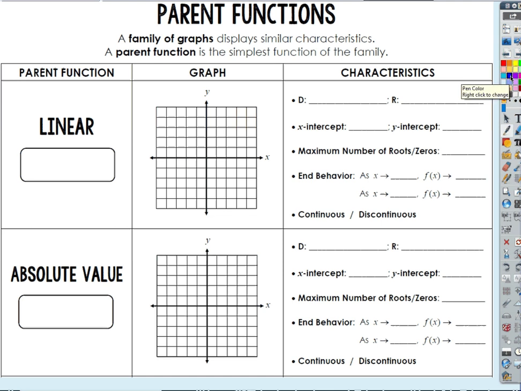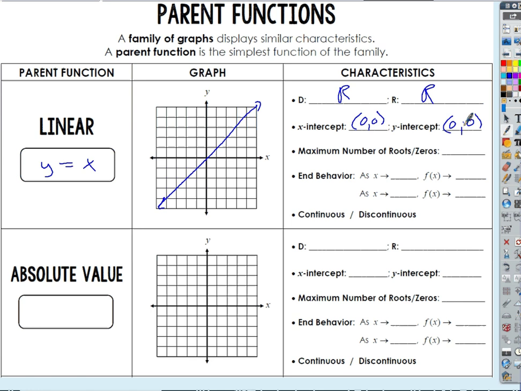So if we wanted to write the most basic parent function for a line, what is it? y equals x, right? That's it. If we graph it, all it looks like is just the line with the slope of 1 through the origin, okay? What's the domain? All real numbers. What's the range? All real numbers. What's the x-intercept? Good, it's the point 0, 0. What's the y-intercept? 0, 0.